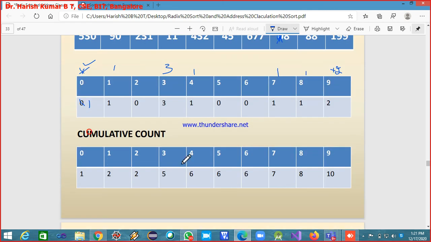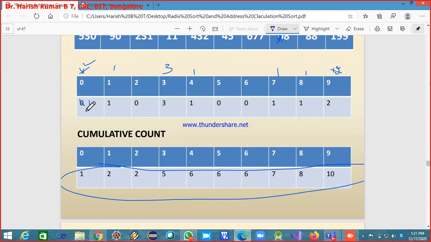Okay, now the cumulative count. So 1, this remains the same. 1 plus this 1 plus 1 is 2. 2 plus 0 is 2. 2 plus 3 is 5. 5 plus 1 is 6. And 6 plus 0 is 6. And 6 plus 0 is 6 again. And 6 plus 1 is 7. And 7 plus 1 is 8. 8 plus 2 is 10.